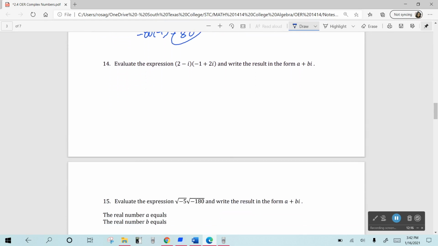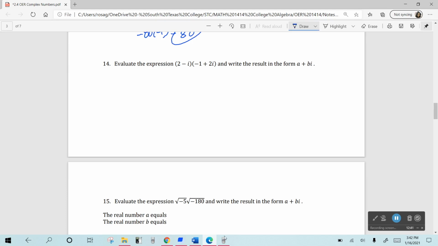Ooh, this one. This is multiplying complex numbers by binomials, right? So you're going to do it as if it was binomials. If you know how to use the FOIL method, that's what you would use. You can also distribute, any of those. If you struggle with those, then I'm going to show you how I do them with the box. I think that's the easiest way to go if you've been struggling with the FOIL method all these years.